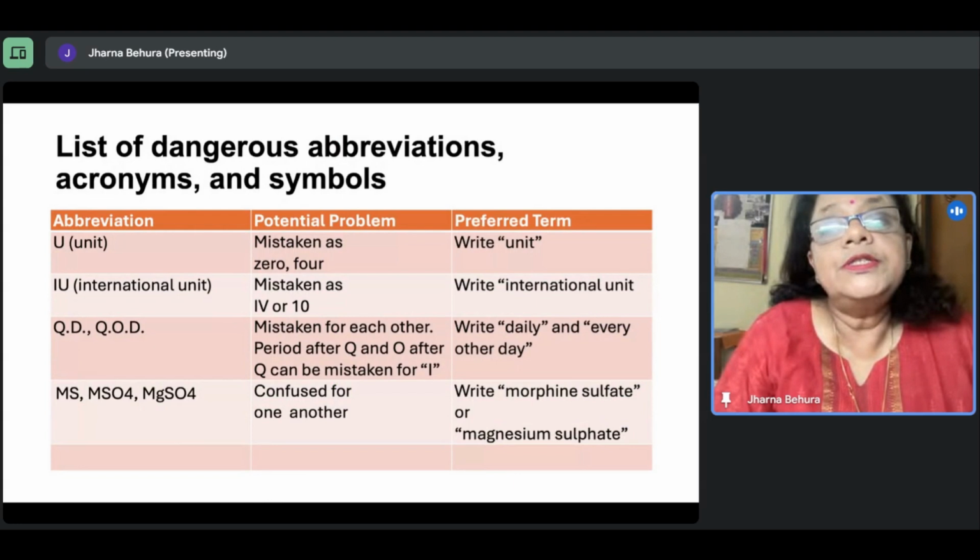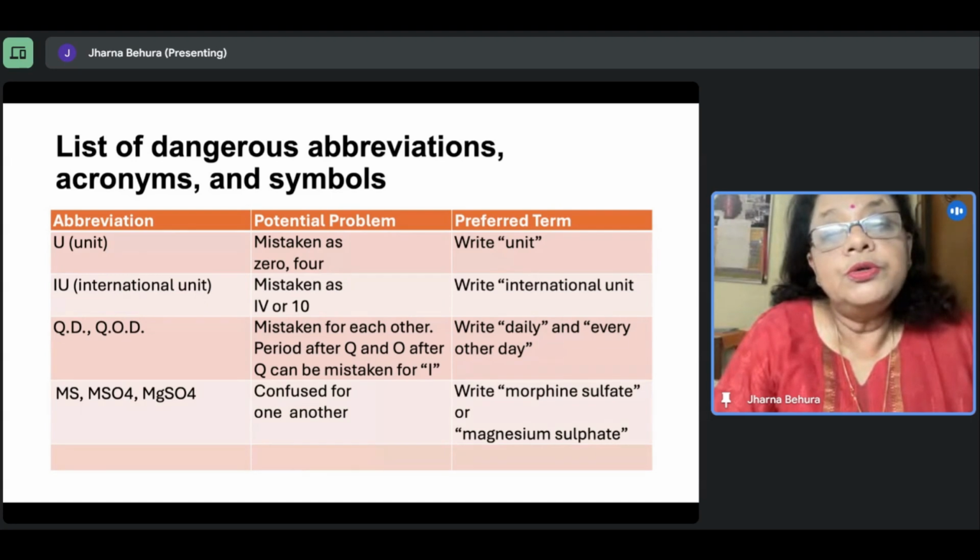List of dangerous abbreviations, acronyms, and symbols. One should not write U; one should write unit, the complete form. U can be mistaken as 0 or 4. Then one should not write IU. It has to be written international unit in the complete form, as it can be mistaken as IV or 10.